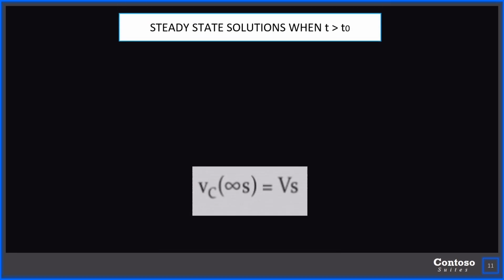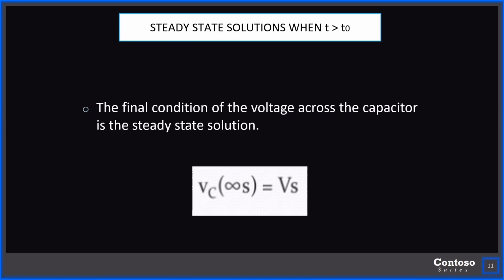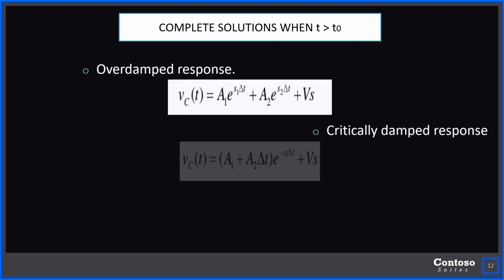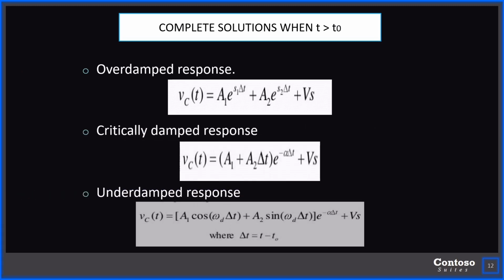Steady state solution when t is greater than t0. The final condition of the voltage across the capacitor is the steady state solution, where Vc equals Vs. Then this is the complete solution when t is greater than t0. We have three conditions about this: overdamped response, critically damped response, and underdamped response.